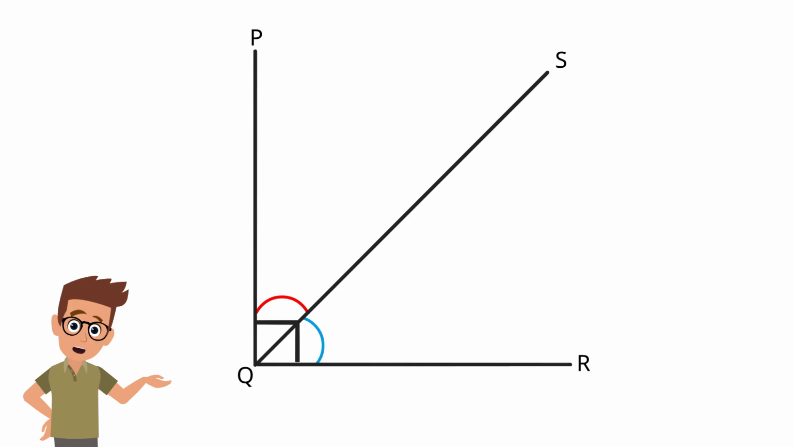If angle SQR is 38 degrees, what is angle PQS? Pause and discuss with your friends. Angle PQS and angle SQR are complementary angles that add up to 90 degrees. So, since angle SQR is 38 degrees, angle PQS is 90 degrees minus 38 degrees equals 52 degrees. Did you get that right?